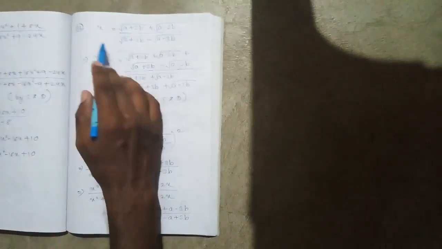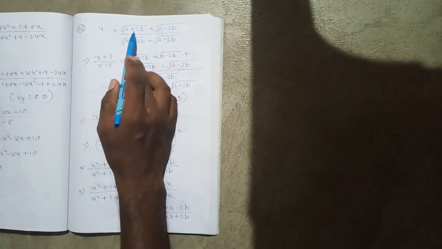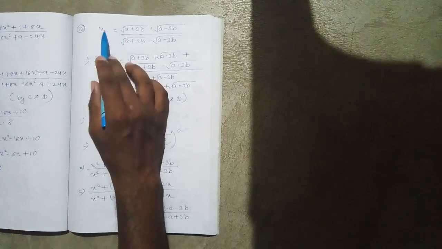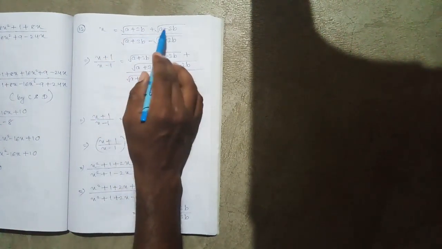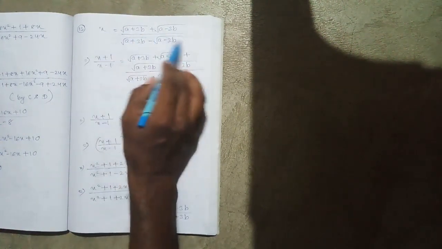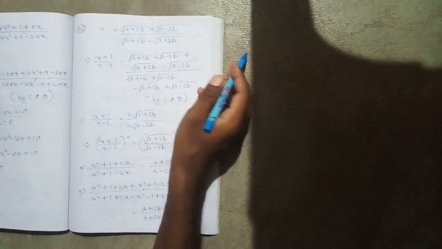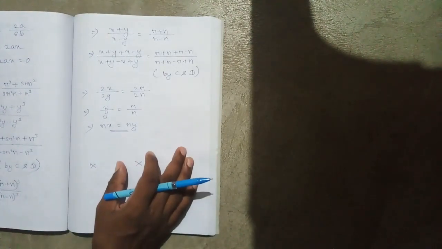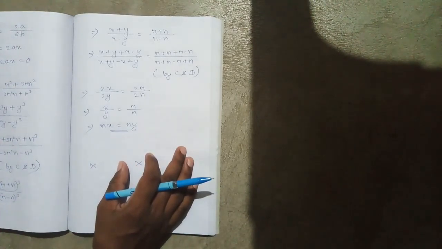Next we have number 12. x is equal to (root of a plus 3b plus root of a minus 3b) by (root of a plus 3b minus root of a minus 3b). And we have to prove 3bx square plus 3b minus 2ax is equal to 0. It is given in the book question.